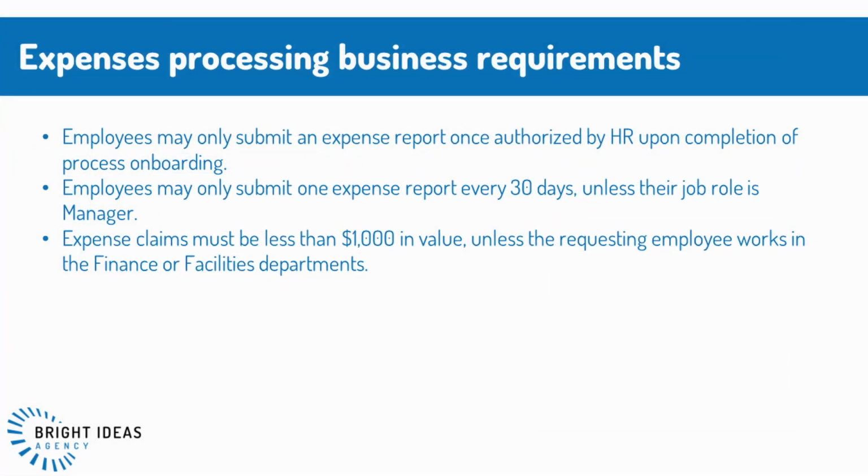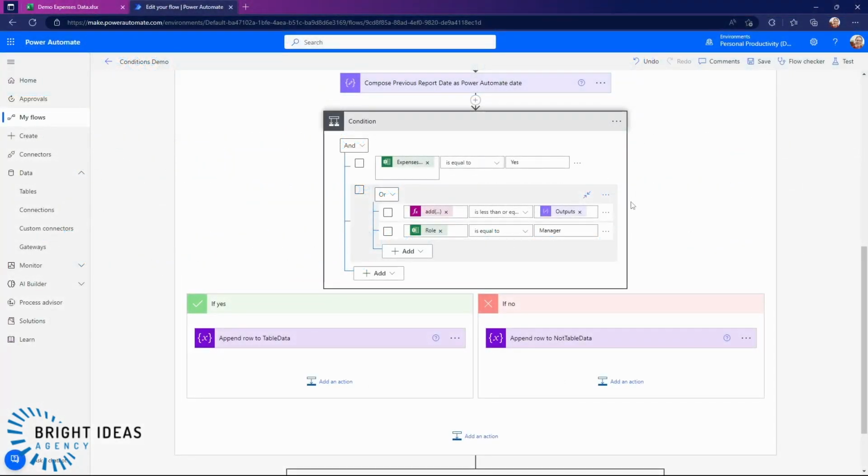So let's add a little bit more to this. So we've still got our first two conditions, and now we're adding in expense claims must be less than $1,000 in value unless the requesting employee works in the finance or facilities department. So for all reports, we need them to be less than $1,000 in value unless they come from finance and facilities. So how are we going to deal with this?